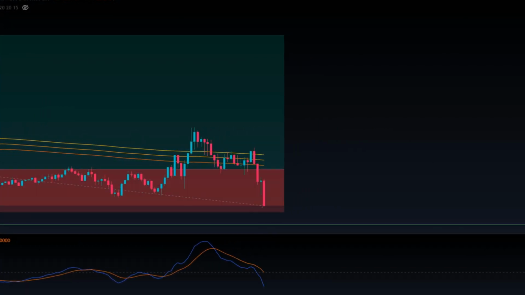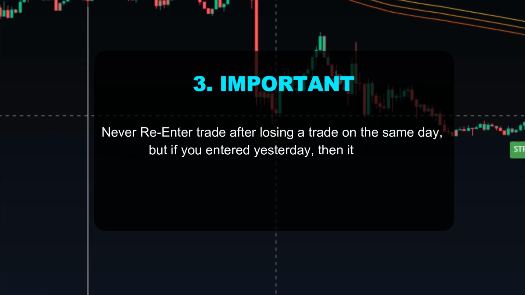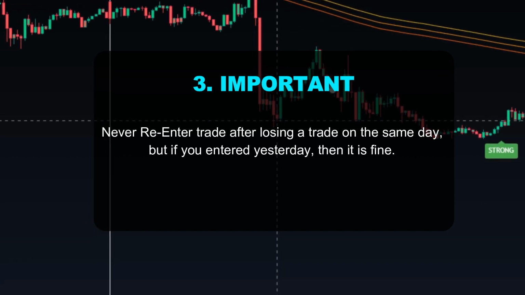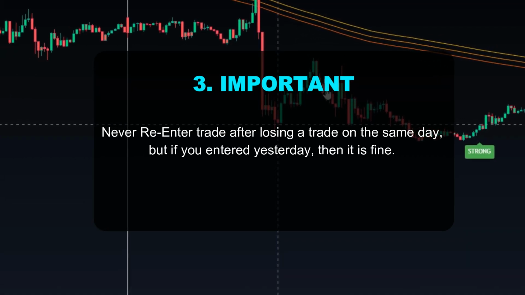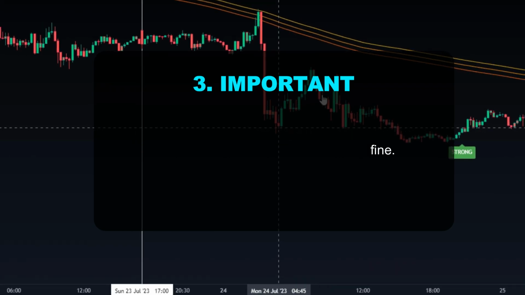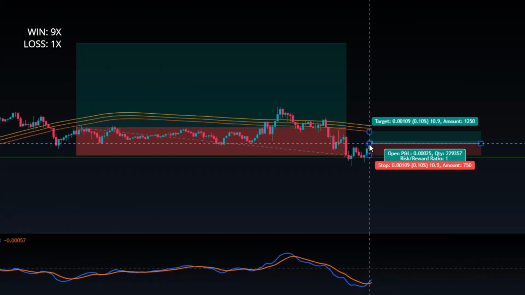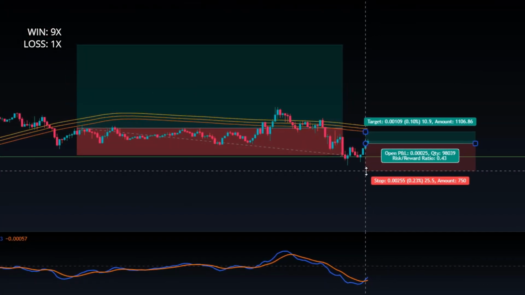This is the first trade as a loss. Third important point, we do not enter a trade if we lose a trade on the same day of the entry. But if we enter the trade today and lose it tomorrow, we can enter based on the price action. Moving on to the next trade.